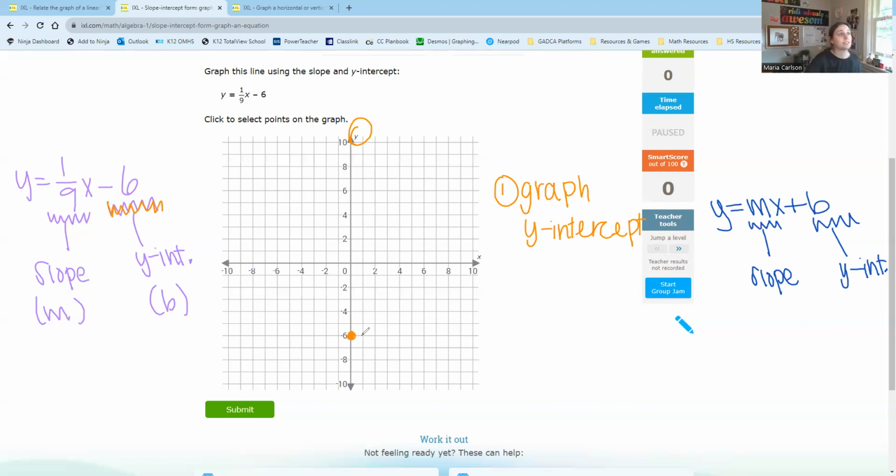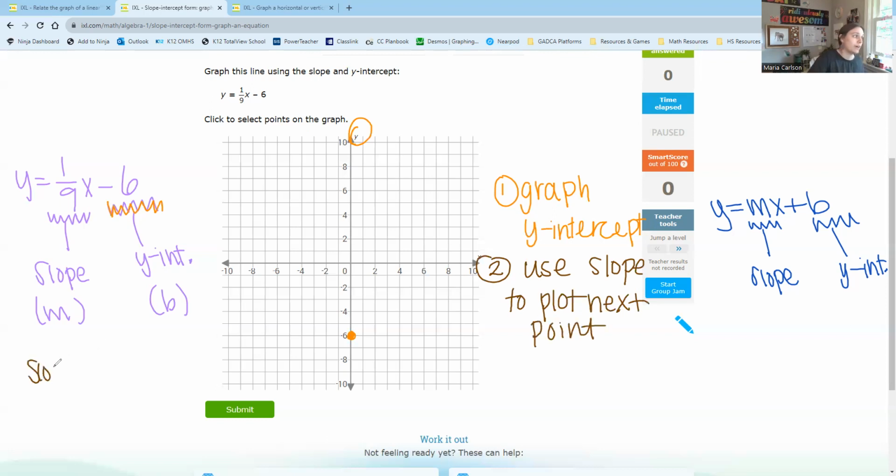Next, I'm going to use my slope to plot the next point. Now remember, slope is always equal to rise over run. And your rise tells you how you move up or down. If it's up, it's positive. If it's down, it's negative. And your run is how you move to the right.